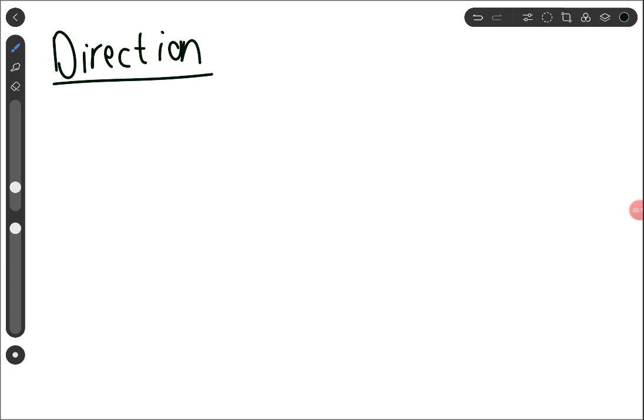Alright, so today we're going to look at direction. And for a geographer, it's very important that you can always place yourself on a map. So direction refers to 16 cardinal points on a compass.